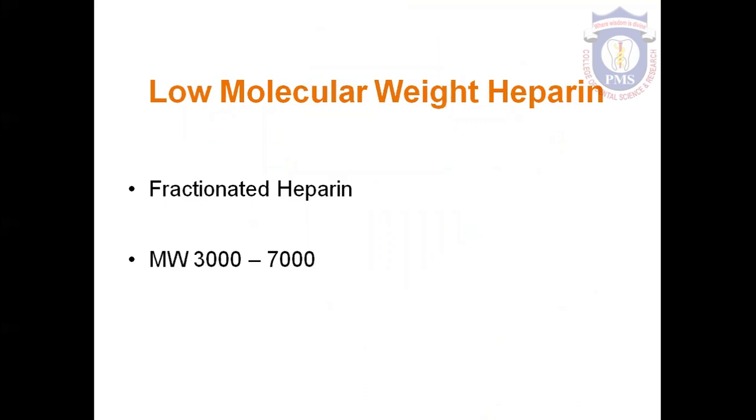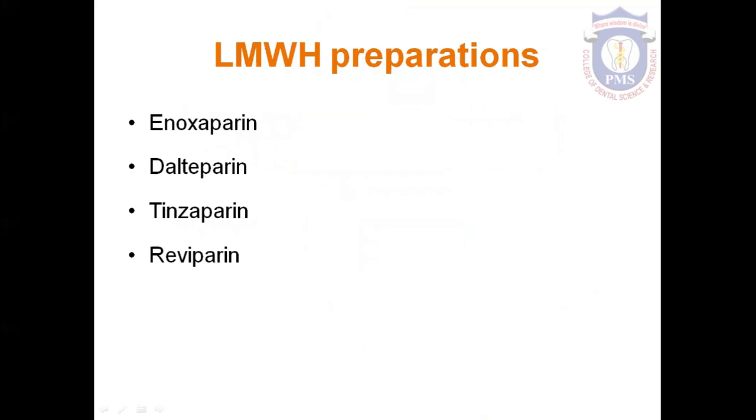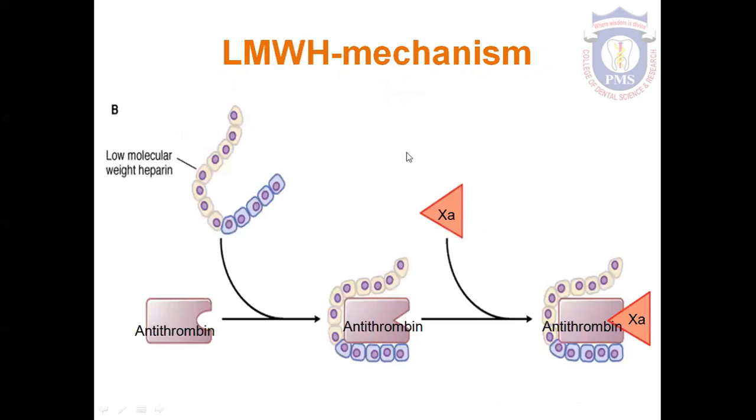Now, a few words about low molecular weight heparin. It is actually fractionated heparin and has a low molecular weight of 3,000 to 7,000, in comparison to the unfractionated heparin, which has 10,000 to 20,000 molecular weight. Some of the common low molecular weight heparin preparations are enoxaparin, dalteparin, tinzaparin, and reviparin. Mechanism of action: it mainly acts by factor 10A inhibition. The low molecular weight heparin binds with antithrombin, and the antithrombin-low molecular weight heparin complex will inhibit factor 10A by combining with it.